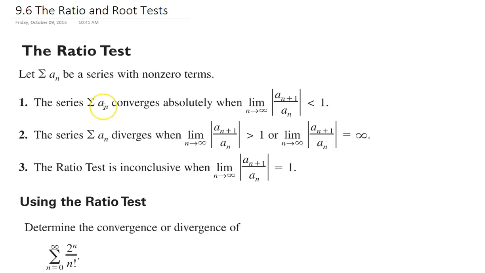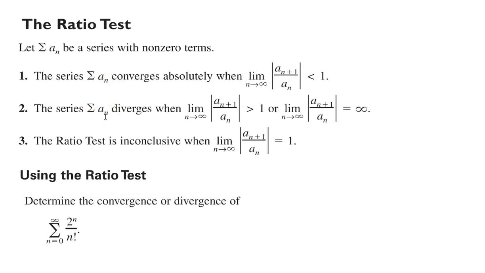Alright guys, so today we are going to talk about the ratio and root test, that's 9.6, okay? Now, the ratio test says this. Let the series be one with non-zero terms, okay? And why is that? Because the ratio test involves finding the limit as n goes to infinity of the absolute value of a_(n+1) over a_n. The denominator can't be 0, that's why we are saying it should not have any 0 terms. It should have all non-zero terms.